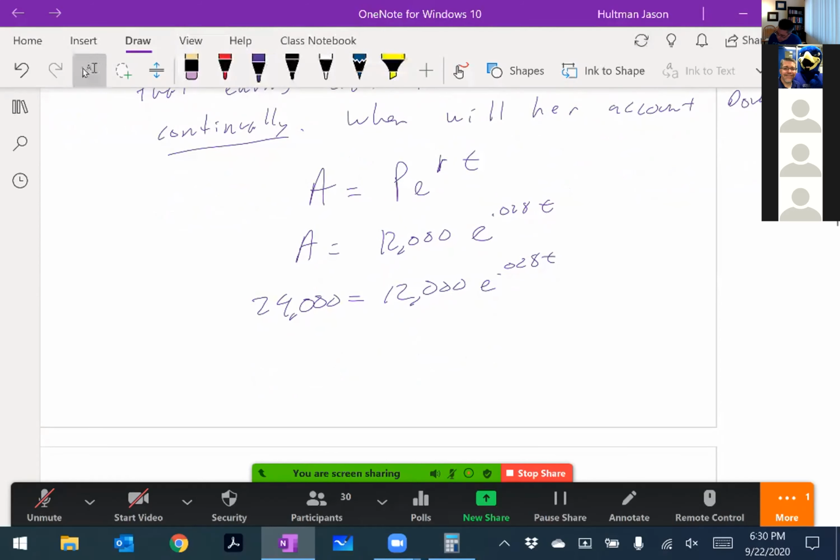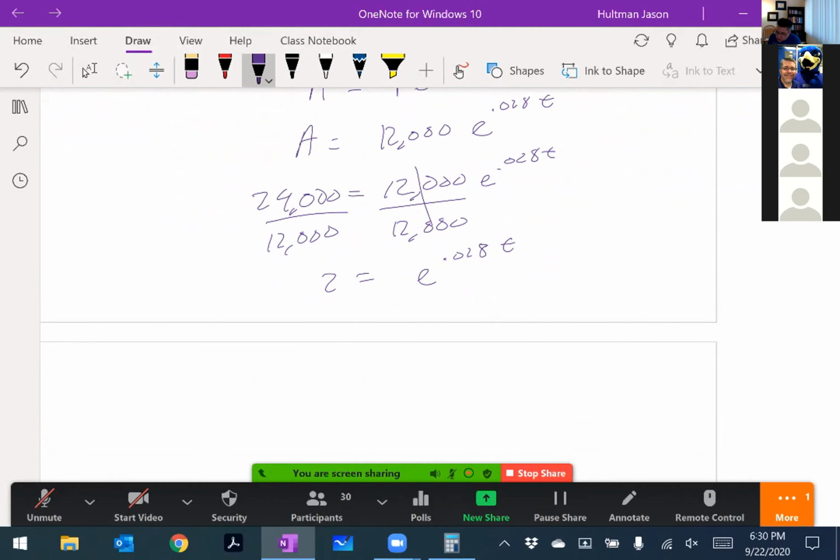Okay, so now let's divide by 12,000, and we get 2. 2 is equal to e to the 0.028 times t. Okay, so now I want to solve this for t. Well, I can put this in logarithmic form if I want to and be able to solve for t.